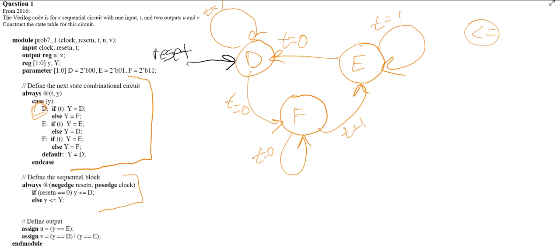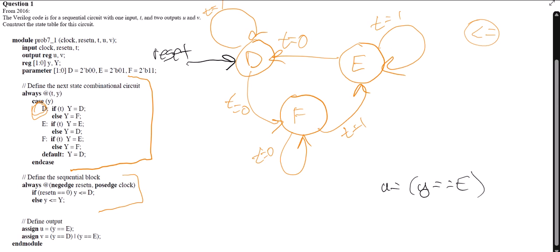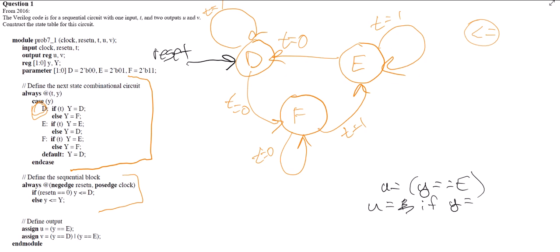Okay, so now we're going to define the output. The output depends just on the state, so that makes it a Moore machine. And we're saying U is equal to Y equals E. That's the same thing as saying U equals 1 if y equals E, and U equals 0 if y does not equal E. I'm not going to use the programming equals here.